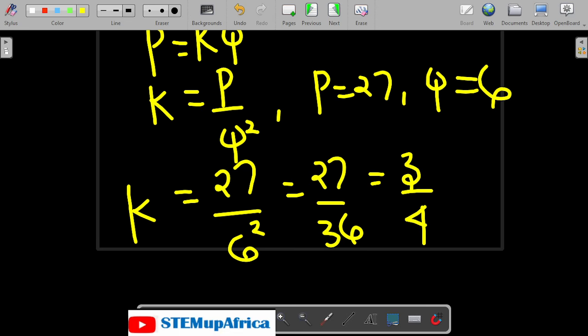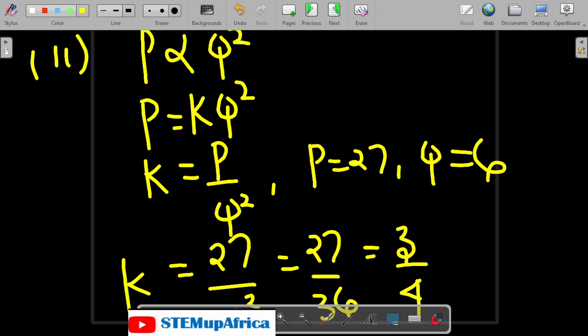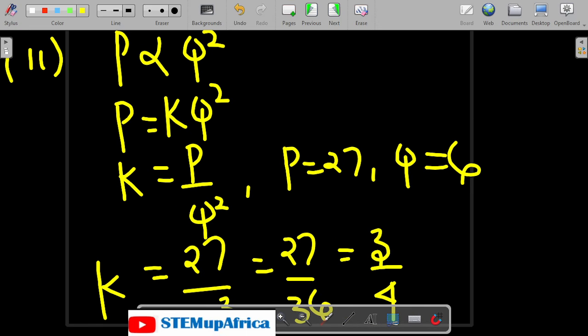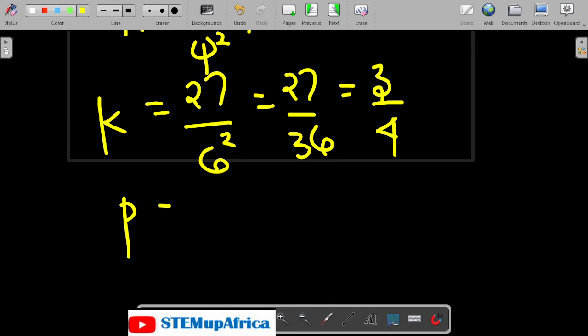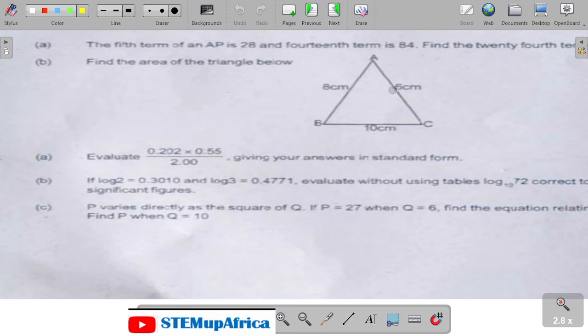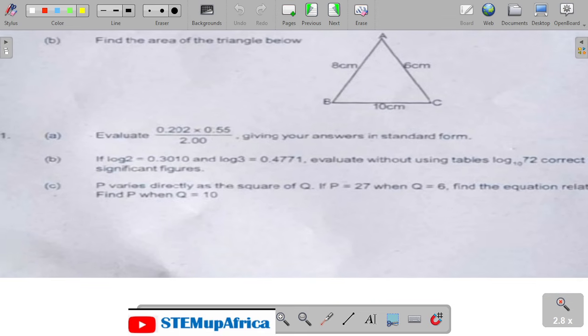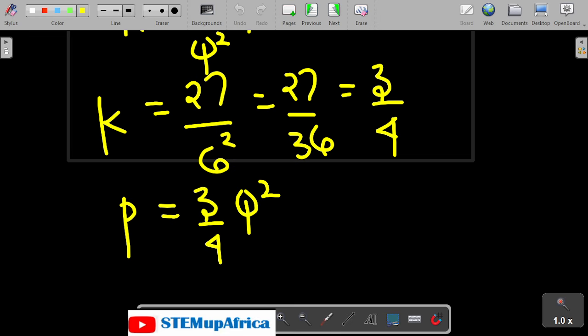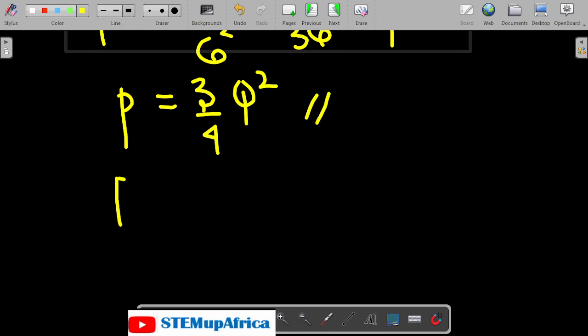So K is 3 over 4. Let's substitute it back into the original expression. By putting K as 3 over 4, I'm going to have P equals 3 over 4 Q squared. He said find the relationship connecting P and Q. That's what we just established. Then find P when Q is 10. So I'm looking for P when Q is 10. So P becomes the question mark, and my Q is 10.